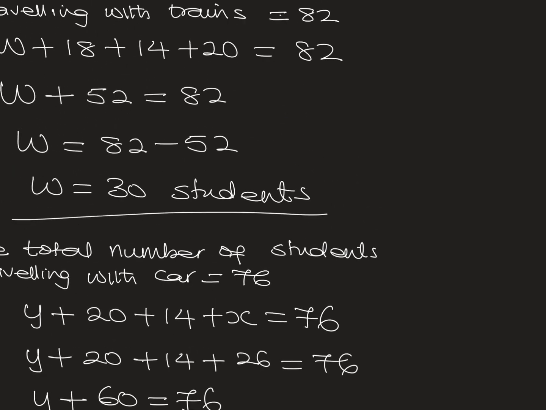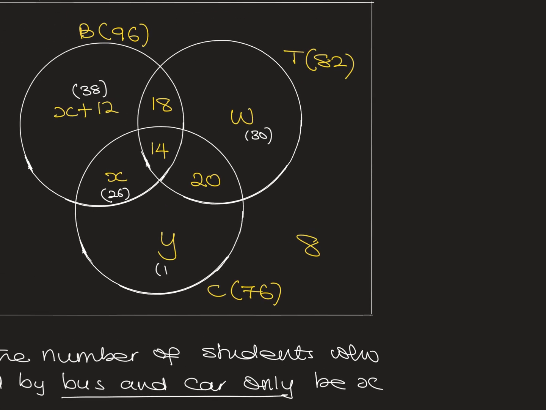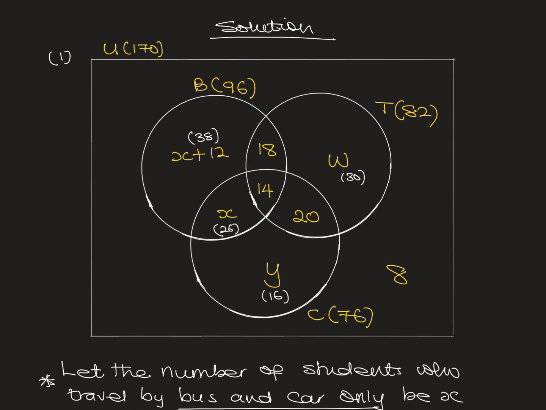So meaning that 16 students were the number of students who travel by car only. Okay? And that is it. So this is the Venn diagram. We will now move on to answer the following questions.